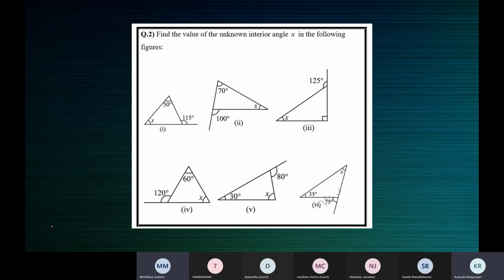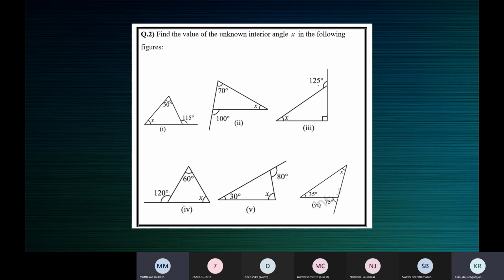In the first figure, which is the exterior angle? Is x the exterior angle, or 50 degrees, or 115 degrees? 115 is the exterior angle. Now this 115 is equal to the sum of which two angles? Sum of x and 50, ma'am.